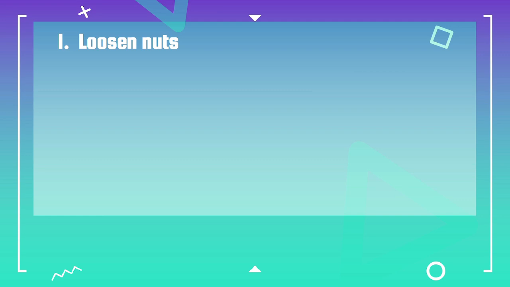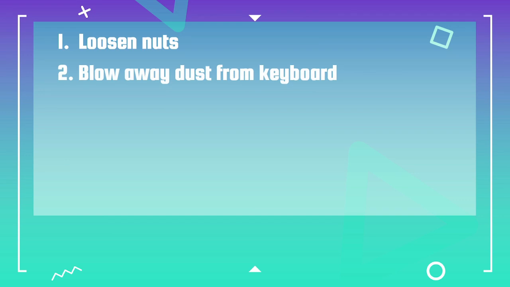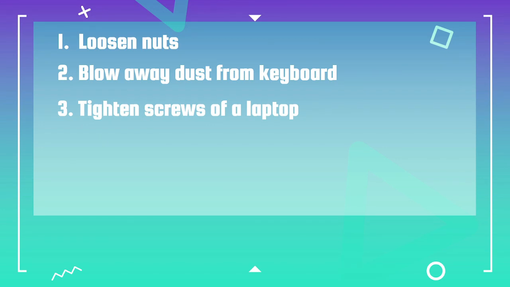Second question. What tool are we going to use in order to blow away dust from keyboard? The correct answer is compressed air. Number 3. What tool are we going to use in order to tighten screws of a laptop? Got it right, it's a TORX screwdriver.